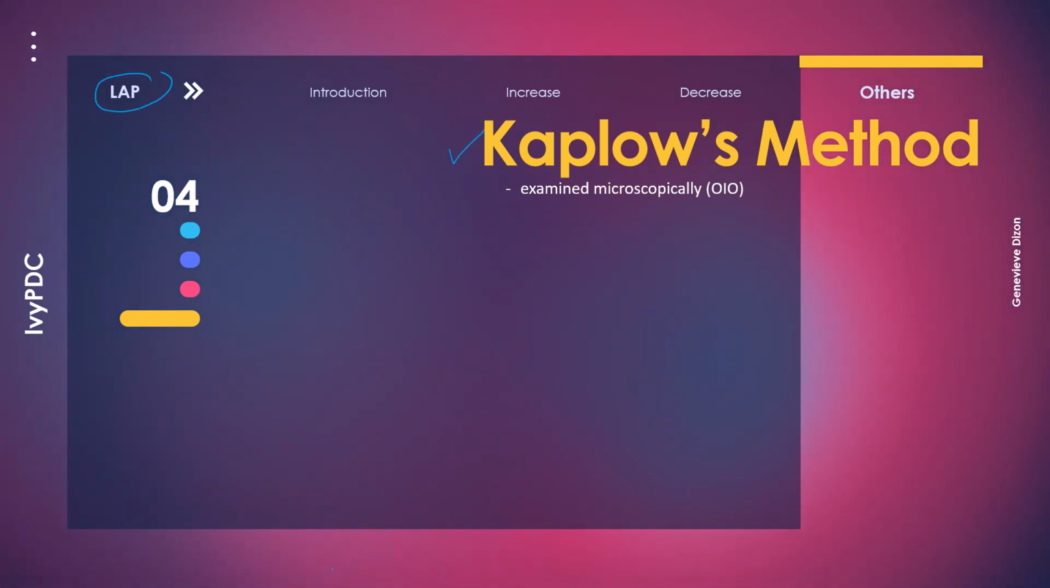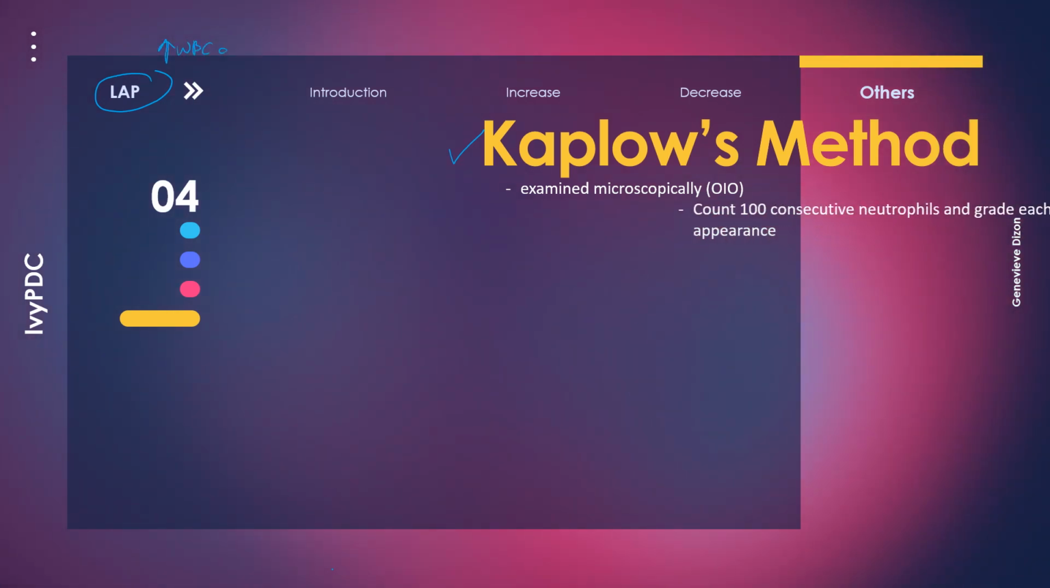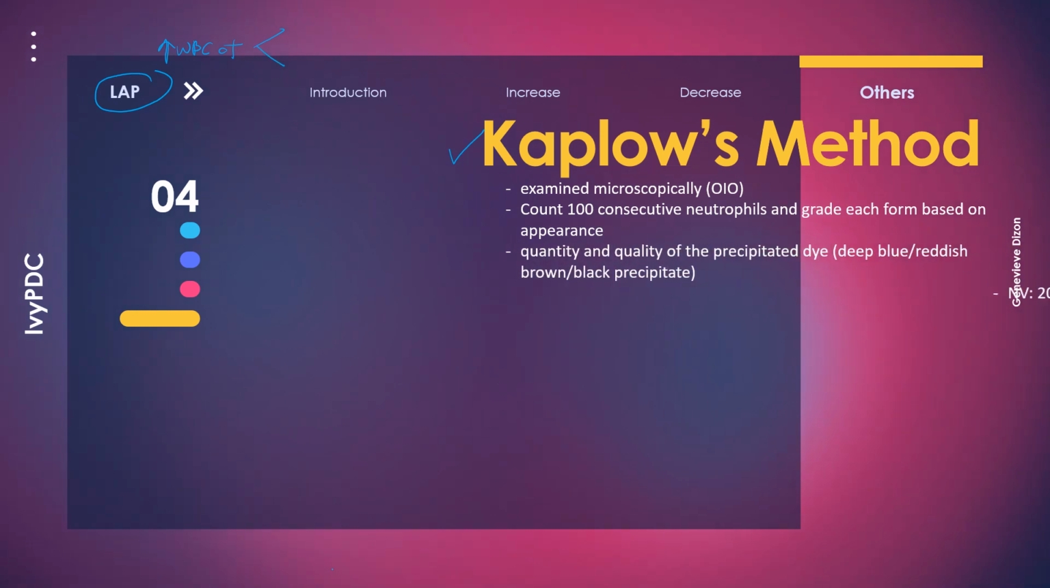Now, the LAP score is usually performed when there is an increase in the white blood cell count, and we need to differentiate the reactive process or the Leukemoid reaction from the CML. The Kaplow's method is performed by examining blood smears microscopically in a relatively thin area of the smear using the oil immersion objective. And we have to count 100 consecutive neutrophils. Again, we are counting neutrophils. And we also have to grade each of these cells based on their appearance.